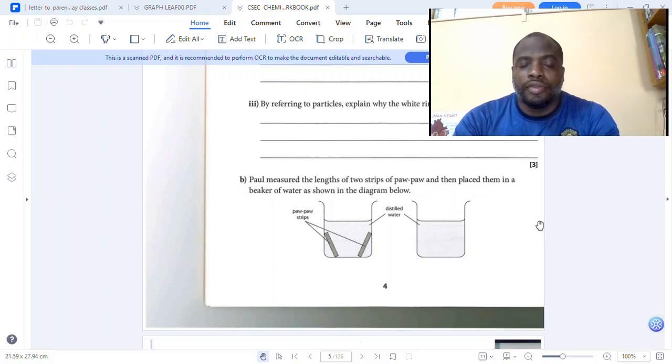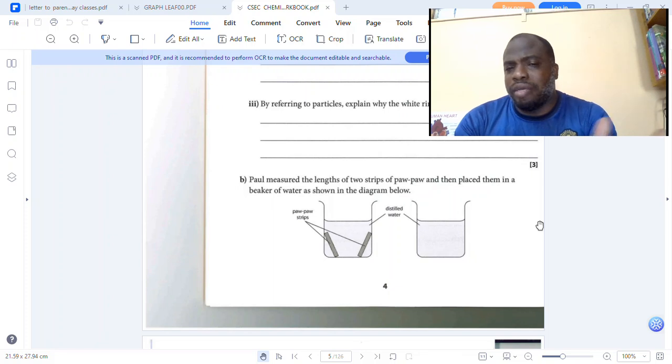Paul. You don't know where Paul is going with it now. But you know what Paul did? Paul measured the length of 2 strips of papaya. Now in Jamaica we say papaya. Yeah, that fruit, you know, it has a lot of benefits. A lot of persons may not like it, but it has some nutritional benefits. Some persons even utilize the leaves.